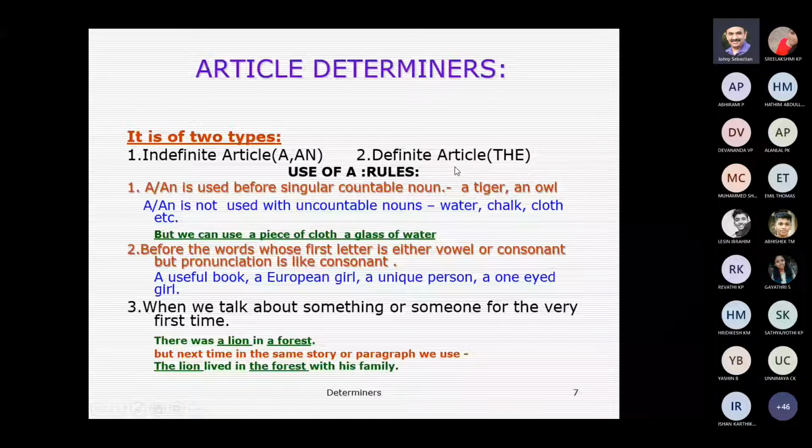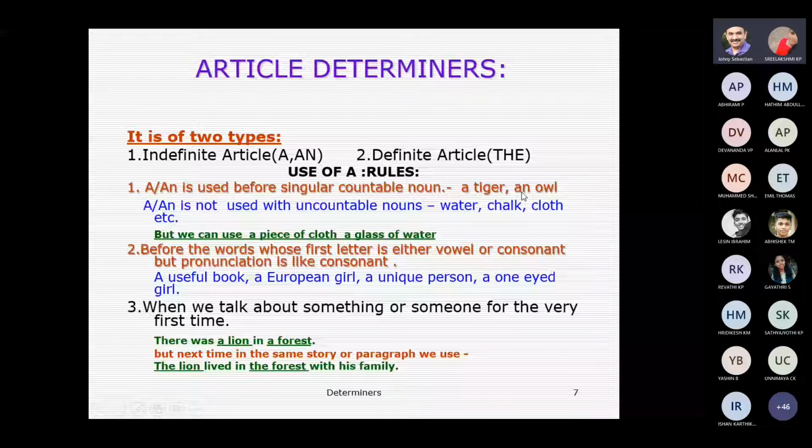Now the use of a and an. A and an are used before a singular countable noun. If we can count it, it should be single. A and an are used before a singular countable noun. A tiger, but we don't say an tiger because it is a consonant sound. Before a consonant sound, you use a, and before a vowel sound, you use an. An owl, because O is a vowel.